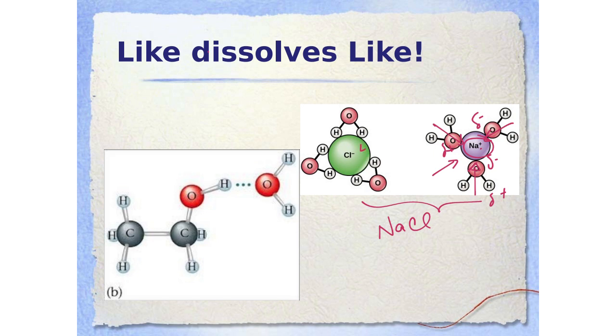Similarly, the negative anion of the chloride ion will attract the positive end of the water molecules, and we get these electrostatic attractions happening. So positives and negatives attracting each other in all of these directions. This is called ion dipole attraction. Okay, and that makes sense because you've got an ion, a charged ion, and you've got a dipole on a polar molecule, and like dissolves like.